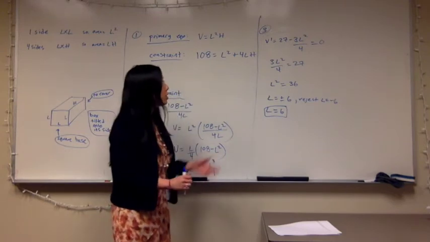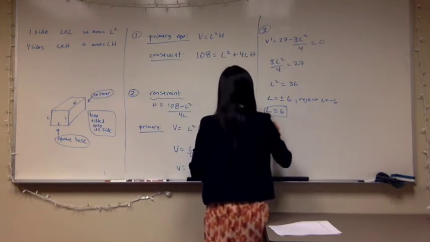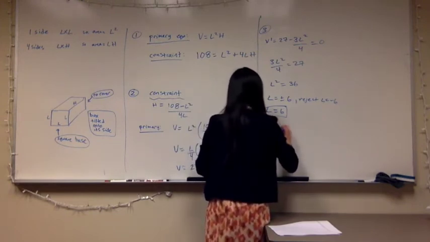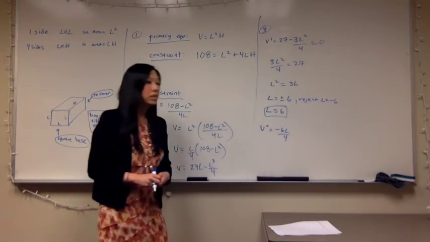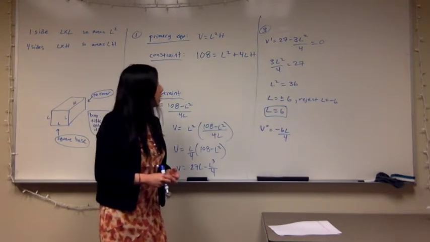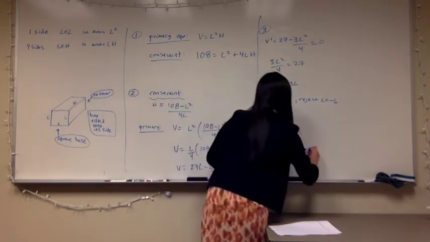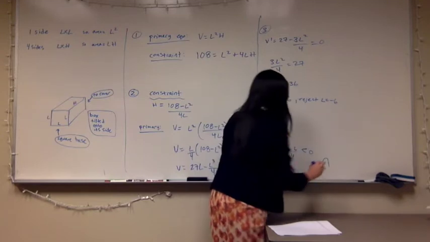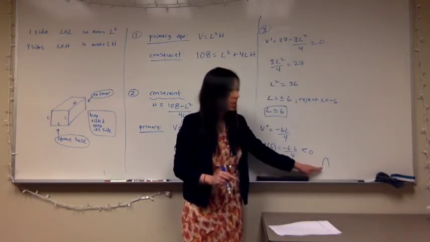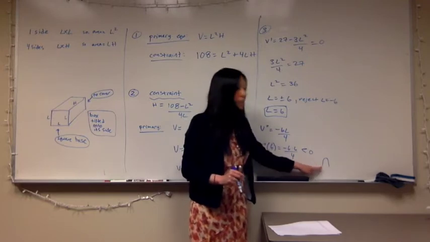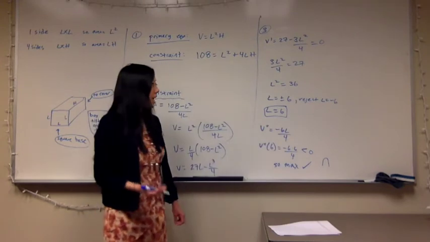So I'm going to do the second derivative test here. I take the derivative of V prime, and I get -6L over 4. And so when I plug in the critical number 6, if it's negative, it's a sad face, because I have a concave down, right? So if the second derivative is negative, that means I have concave down, which gives me a sad face, so I know I have a maximum. So that verifies that I have a max.